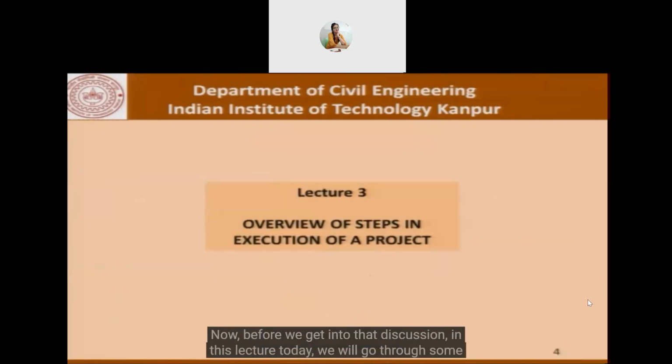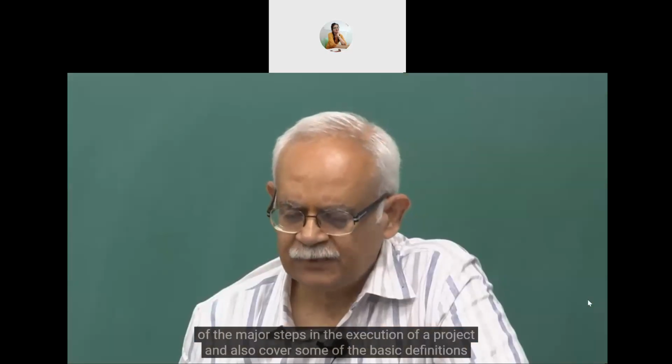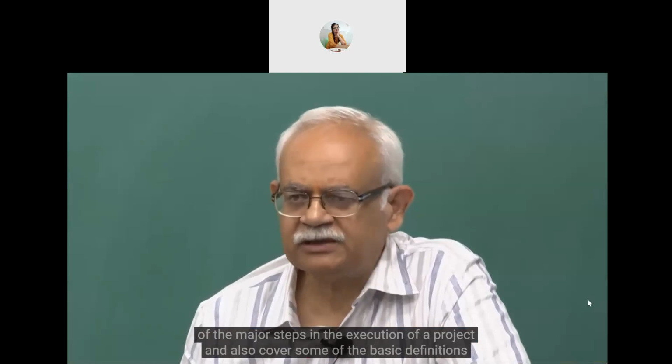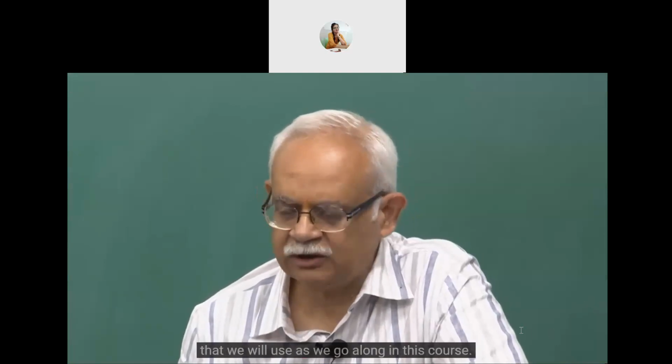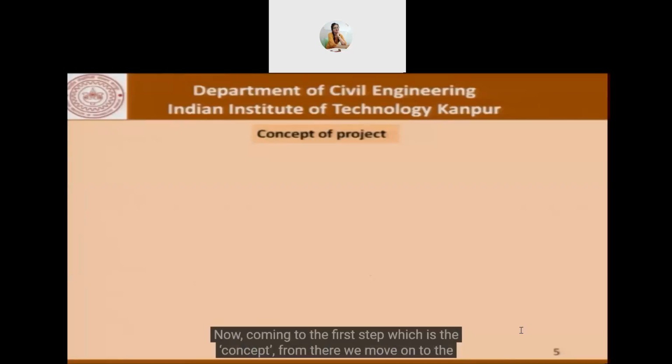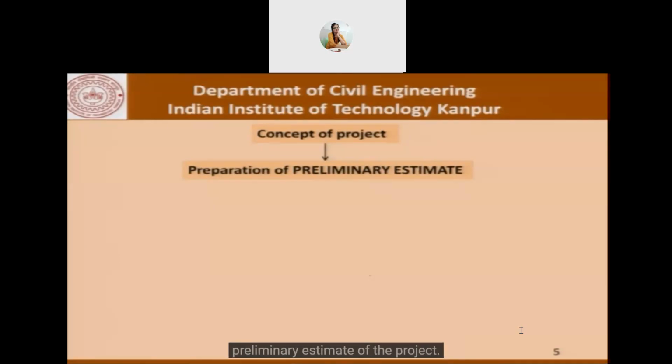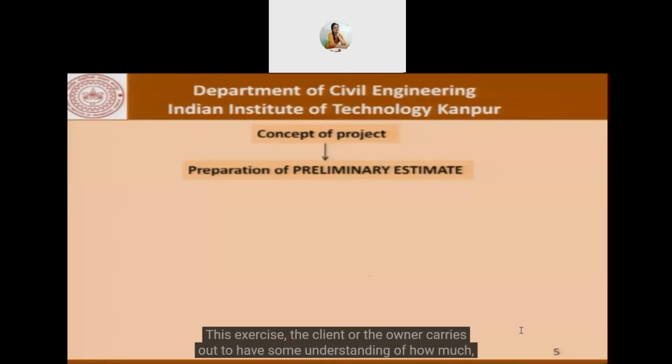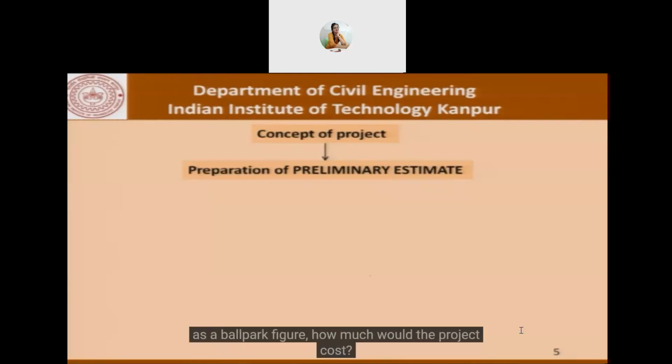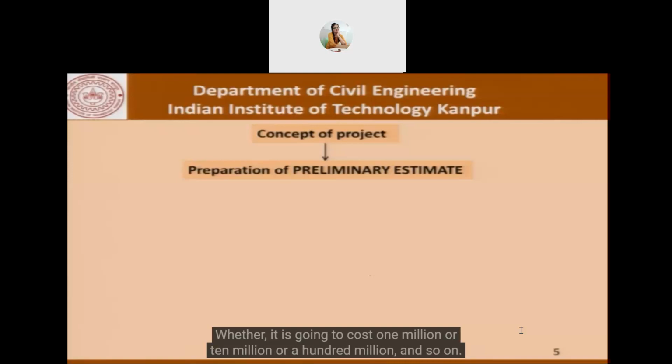Now, before we get into that discussion, in this lecture today, we will go through some of the major steps in the execution of a project and also cover some of the basic definitions that we will use as we go along in this course. Now, coming to the first step, which is the concept. From there, we move on to the preliminary estimate of the project. This exercise the client or the owner carries out to have some understanding of how much, as a ballpark figure, how much would the project cost, whether it's going to cost 1 million or 10 million or 100 million and so on.